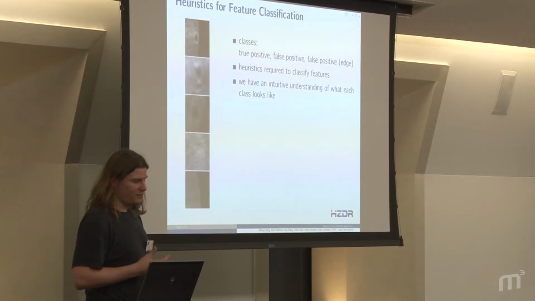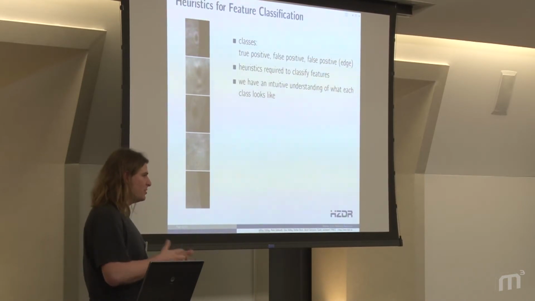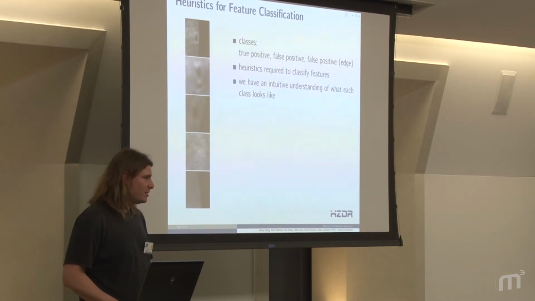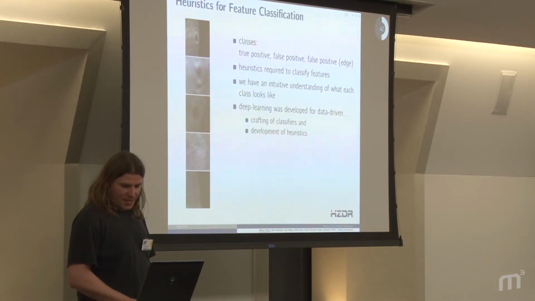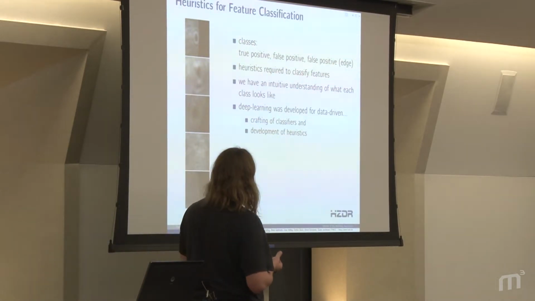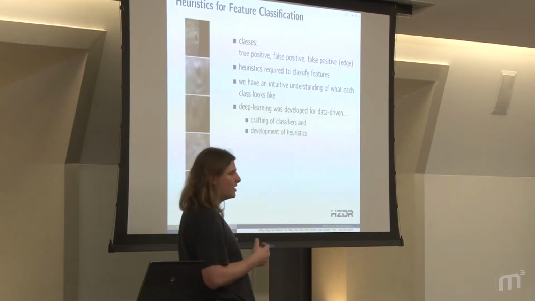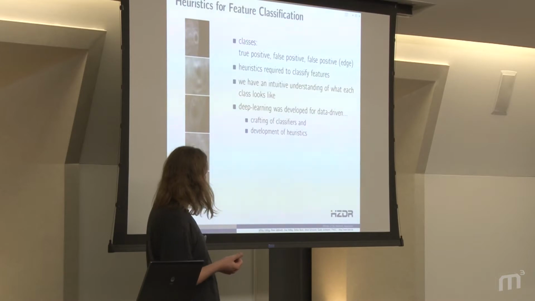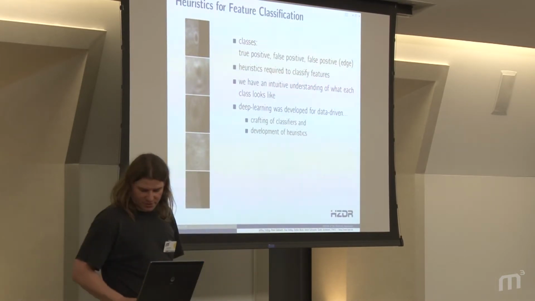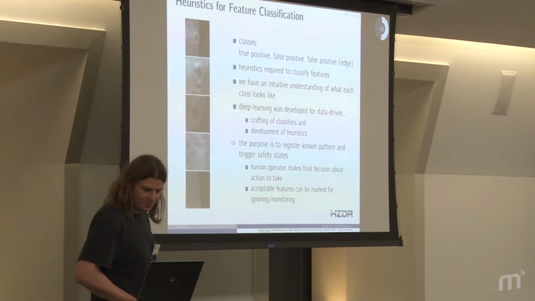And we have an intuitive understanding of what these look like. Basically, we want to transfer this intuitive understanding, which we use for labeling these images, to the computer, which is basically what data-driven deep learning is. This deep learning was really developed for crafting classifiers. You could handcraft them, or you could use the neural network to craft these classifiers for you based on data, or develop heuristics to recognize or decide something based on data.